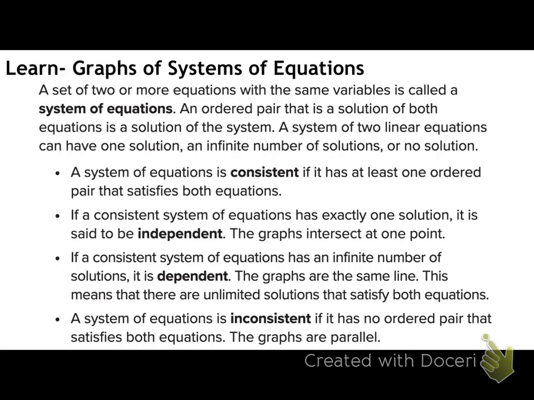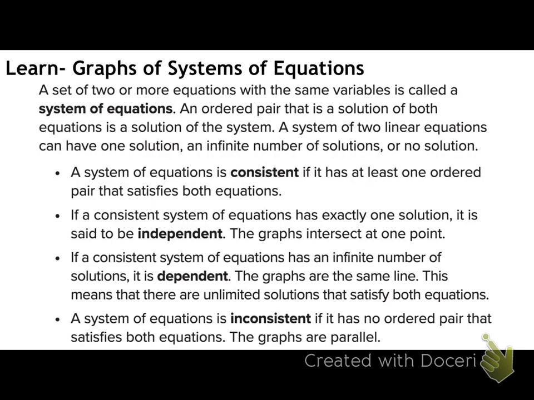So, a set of two or more equations with the same variables is called a system of equations. We're going to look at it a lot today where we've got two equations and we're going to be using them together to be able to solve the system. An ordered pair that is a solution of both equations is a solution of the system.